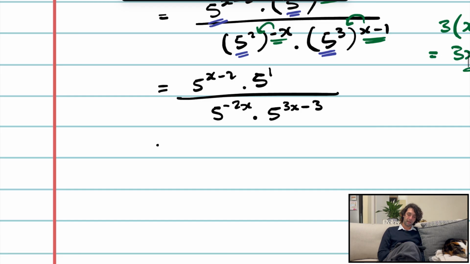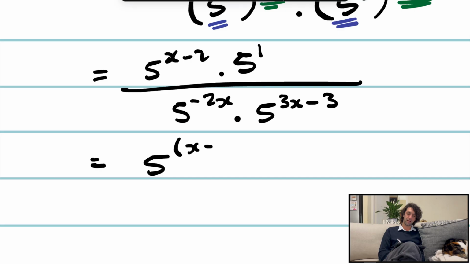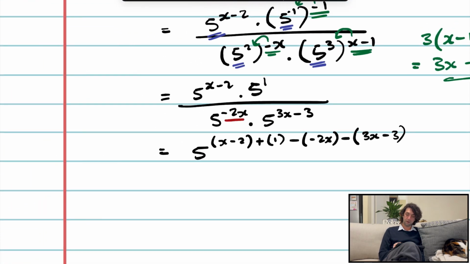Now that I have multiplied all my brackets out, I am going to add these two together and then subtract these two, all with the same base, 5. So I have 5, in brackets I have x minus 2 plus 1 minus negative 2x minus 3x minus 3. Notice how both of these in the denominators are minused from each other, and these in the denominators are added to each other.